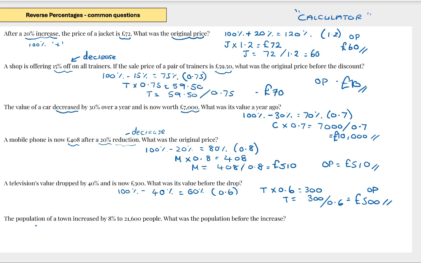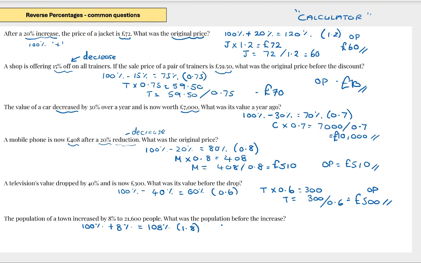And finally, the population of a town increased by 8% to 21,600 people. What was the population before the increase? So once again, it's an increase question. So we've got 100%, it's a plus 8%, which is 108%, which is 1.08 as a decimal.